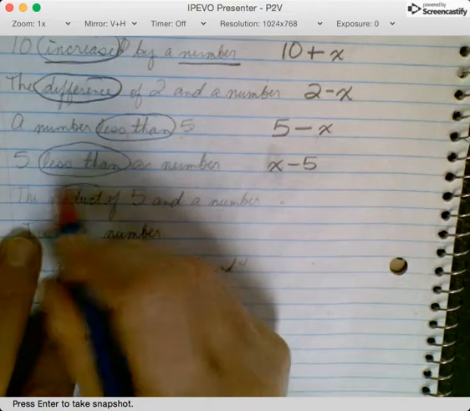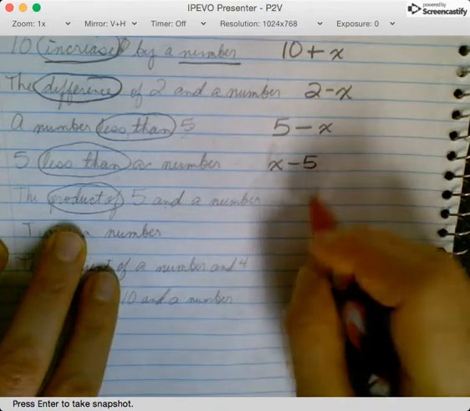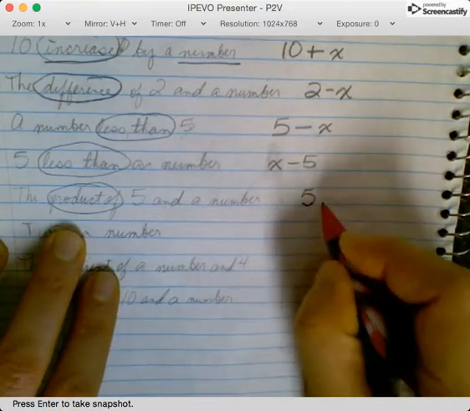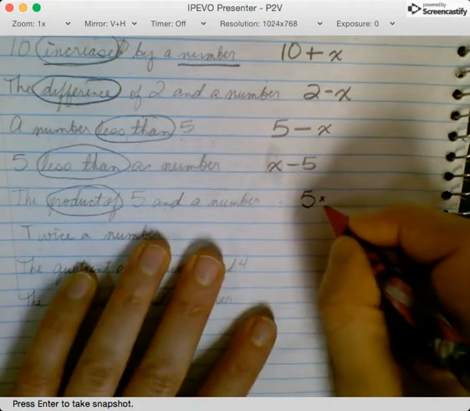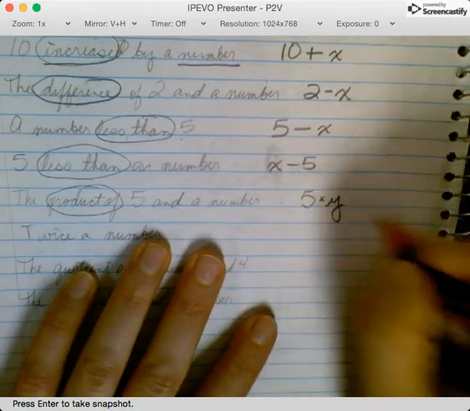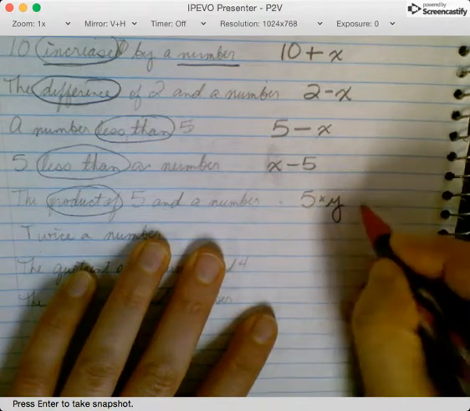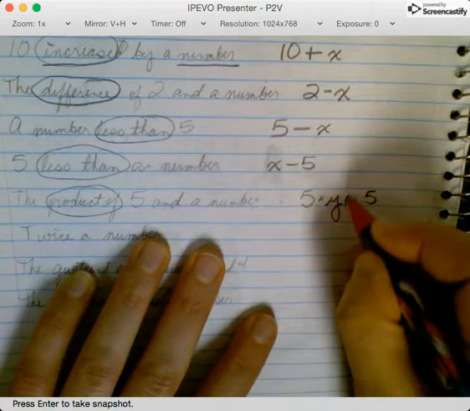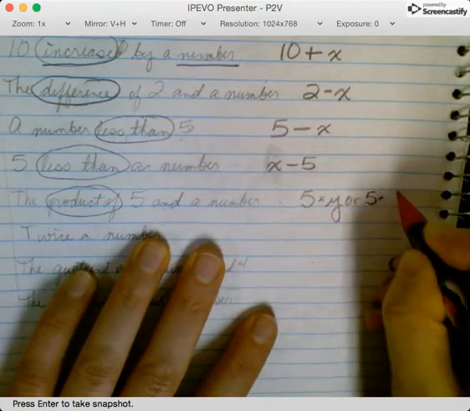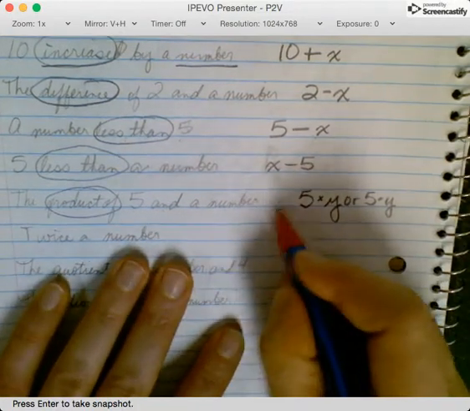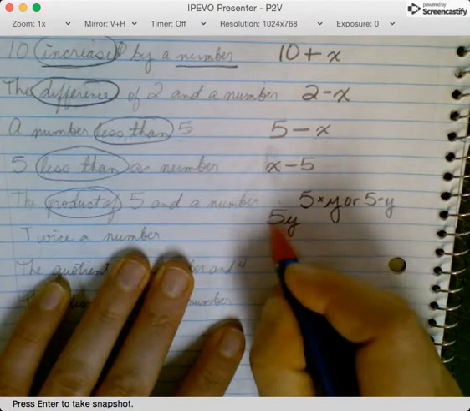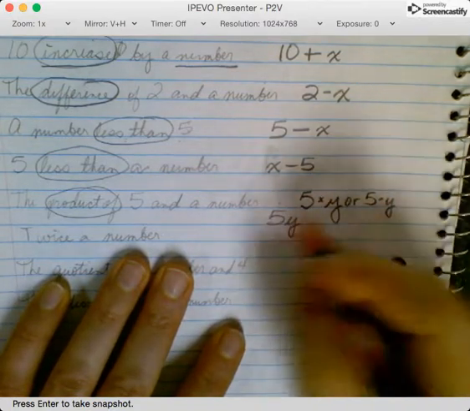The product of 5 and a number. So that would be 5, and I can use multiple ways to show this. 5 times, I'm going to use y this time. I could show it with a dot, 5 times with a dot, or I could just show 5y. Those are all the same thing.